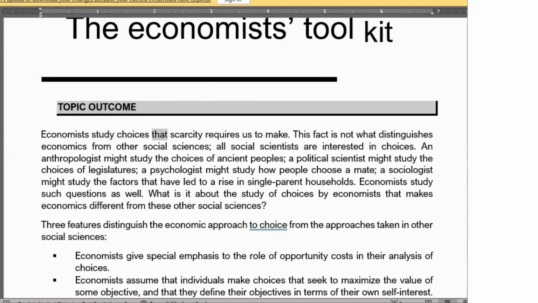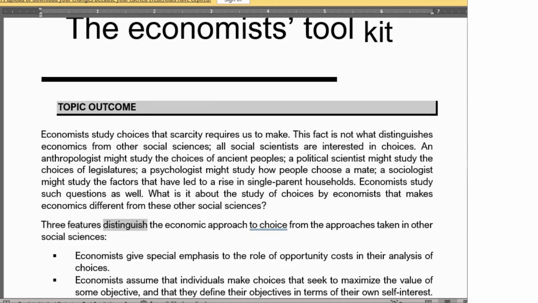Economists study choices that scarcity requires us to make. This fact is not what distinguishes economics from other social sciences. All social scientists are interested in choices. An anthropologist might study the choices of ancient peoples, a political scientist might study the choices of legislatures, a psychologist might study how people choose a mate, a sociologist might study the factors that have led to a rise in single-parent households. Economists study such questions as well. What is it about the study of choices by economists that makes economics different from these other social sciences?